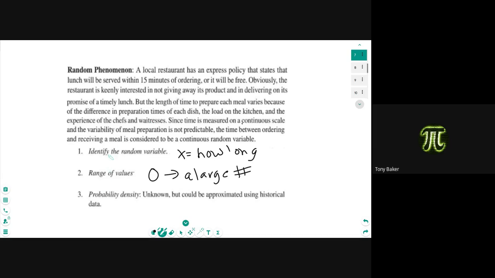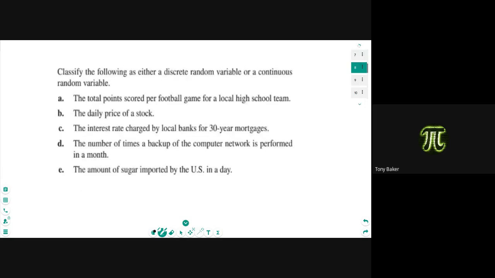Notice that the value, how we set this up, is the same. It's not going to change anything there. It's just that it's measured on a continuous scale instead of a discrete scale. And again, my probability density is unknown because it goes on forever. All right.